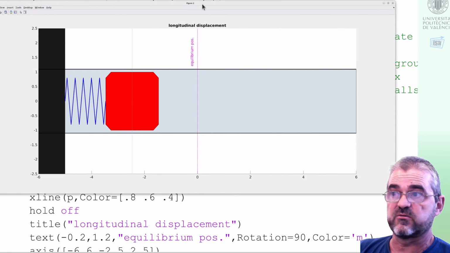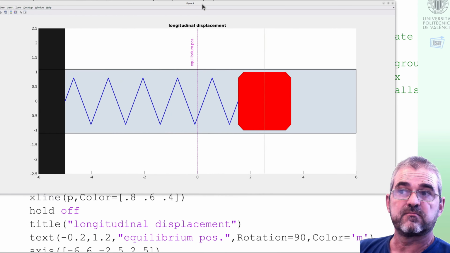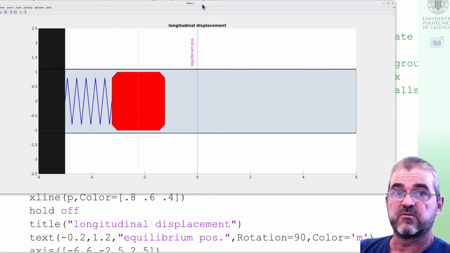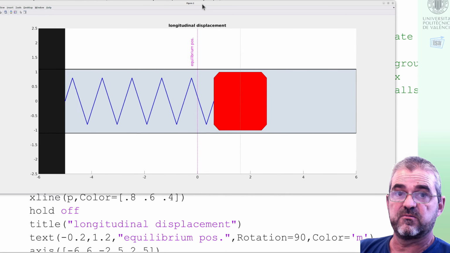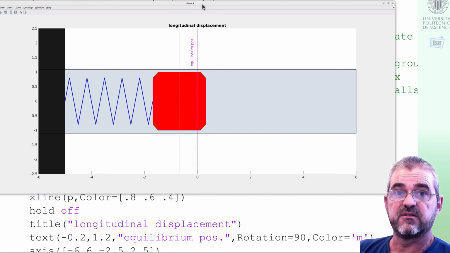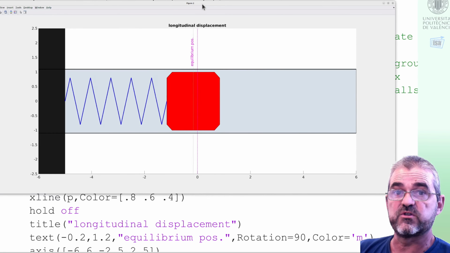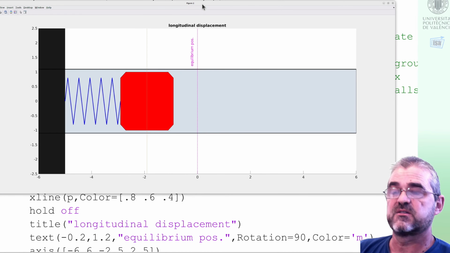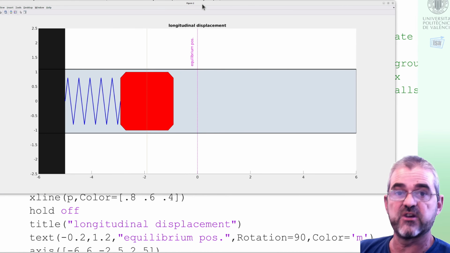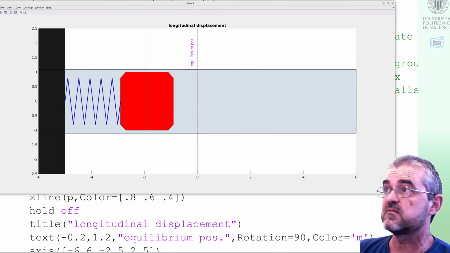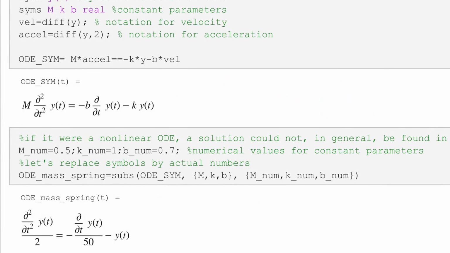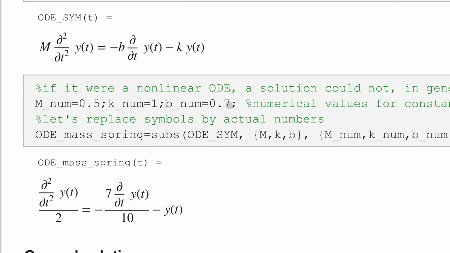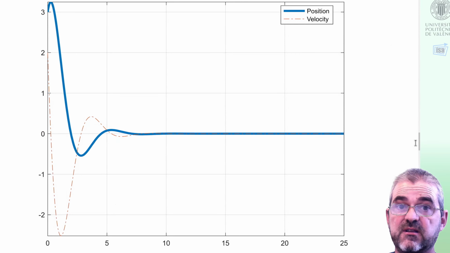when it ends after 25 seconds, oscillations will not have stopped. In order to see this stop, we should run this for a longer time, but okay, we don't do it. So this is a very slightly damped simulation. On the other hand, if we increase the damping to say 0.7, oscillations take very little time to vanish.